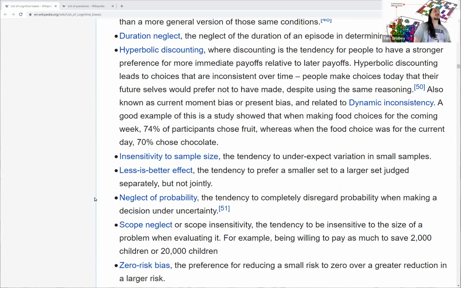The neglect of probability, the tendency to completely disregard probability when making a decision under uncertainty. Yeah, oh, we can't know. We can't know until we try. Well, what are the odds? Well, never tell me the odds. That's the neglect of probability. It's the we can't know for sure, even though you can probably get a pretty good guess ahead of time.